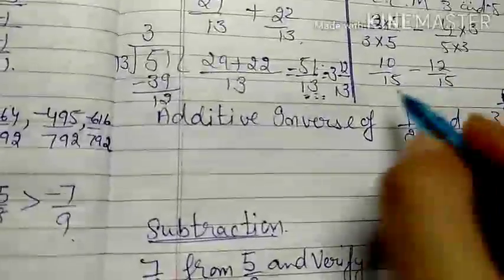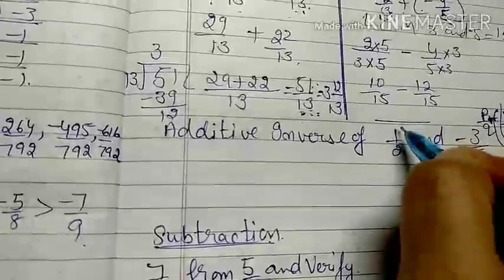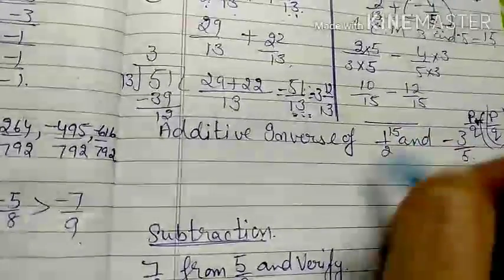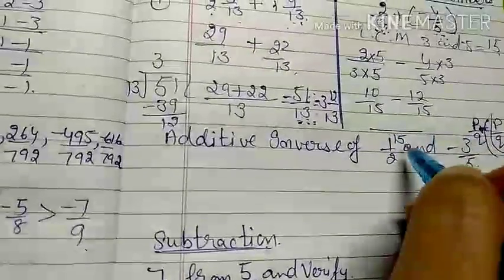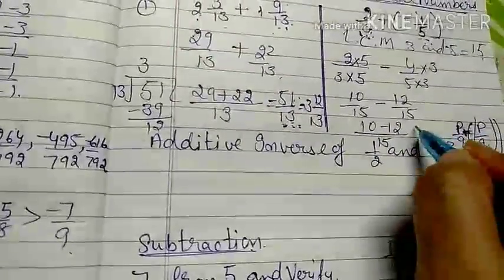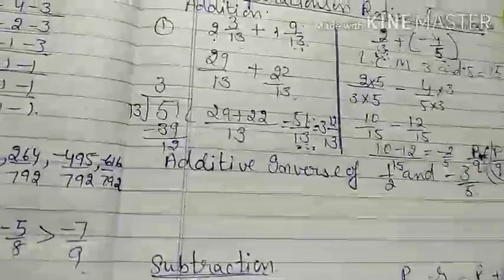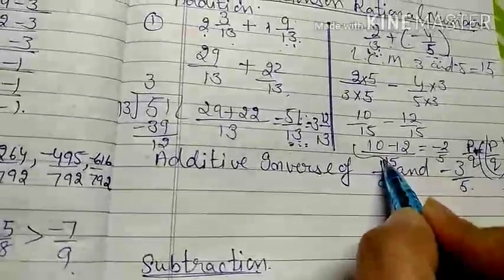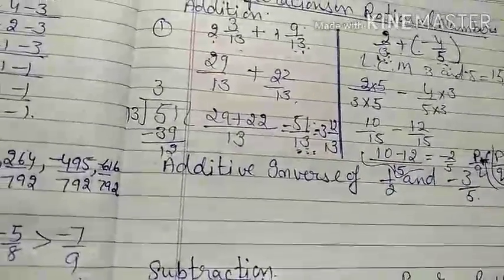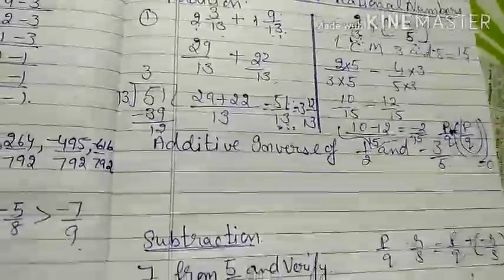So when they are converted into like fractions, you write 15, or whatever the common denominator is, once and add or subtract the numerators. That gives me the answer minus 2 by 15, because the negative number is the bigger one, and when you subtract 10 minus 12 it gives you minus 2, and the denominator is 15 as it is. So that is my answer.